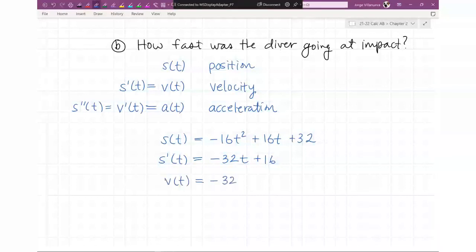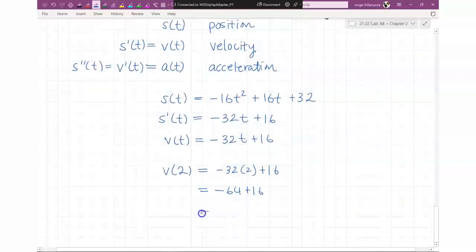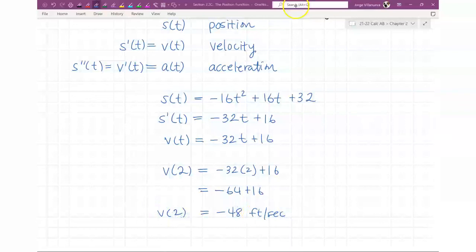Negative 32t plus 16. Now, they say the person hits the water in 2 seconds, so I want to figure out v of 2. That comes out to negative 64 plus 16, which is negative 48 feet per second. That's v of 2. This answer makes sense because it's negative. The diver did not dive up.